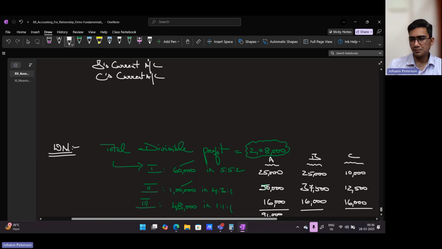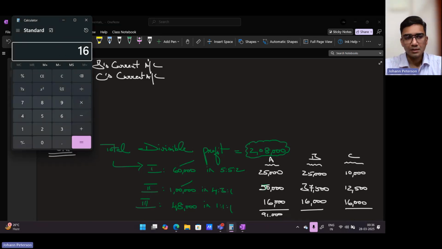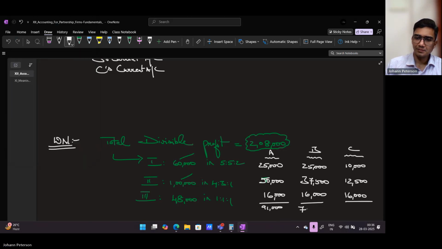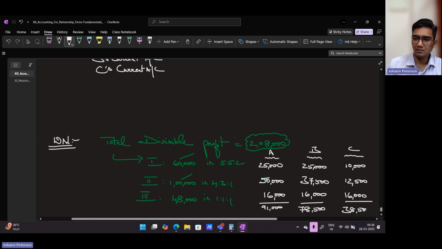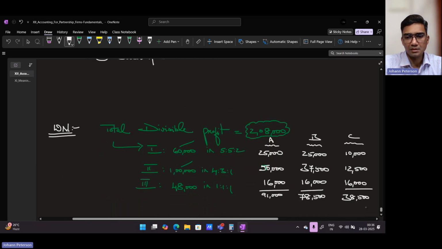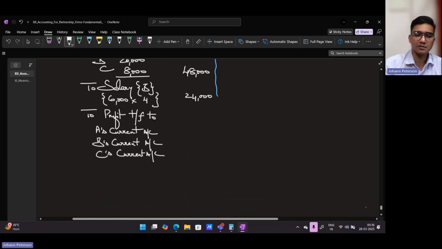This becomes 16,000 plus 37,500 plus 25,000. 78,500. This becomes 16 and 10s, 26, 36, 37, 38, 38,500. Okay, so these are the profits which we have to give to each of them, which is 91, 78.5 and 38.5.